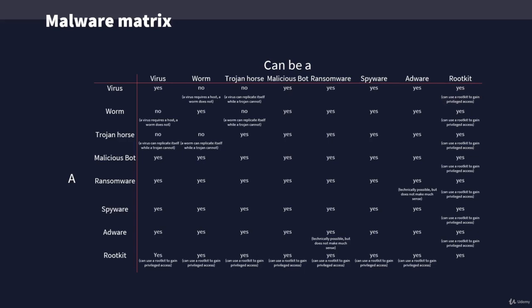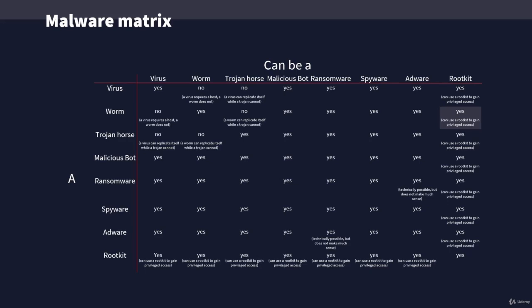Next, let's have a look at the computer worm. As we discussed, it cannot be a virus. Also, a worm cannot be a Trojan horse, because a worm can self-replicate while a Trojan cannot. Again, besides that, a worm can be any other type of malware, such as a bot, ransomware, spyware, adware, and similarly to the virus, it can use a rootkit to gain privileged access.